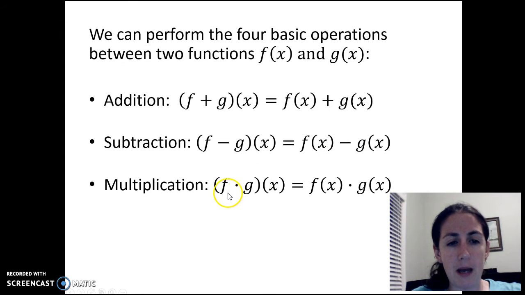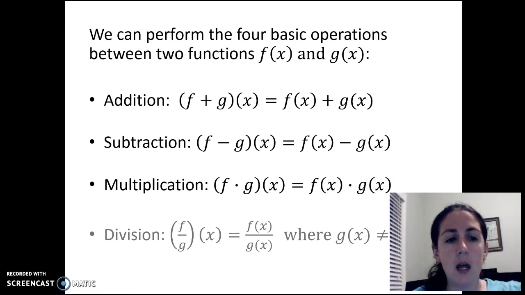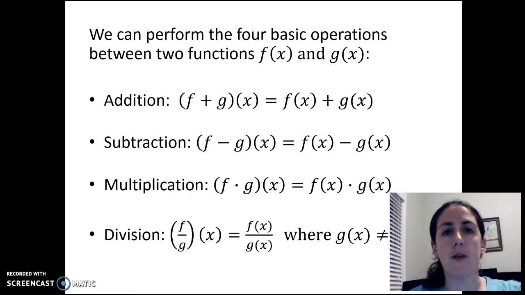You can multiply them. F times g at x would be your entire f function times your entire g function. Make sure you do any necessary distributing. And we can divide them. F over g of x would take your entire f function divided by your entire g function. Now remember, we have restrictions on division. We're not allowed to divide by 0, so we need to make sure that we remove any x values that would cause the denominator to be equal to 0. G of x cannot be equal to 0.